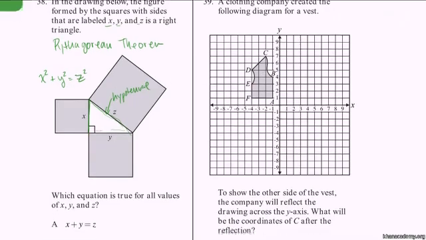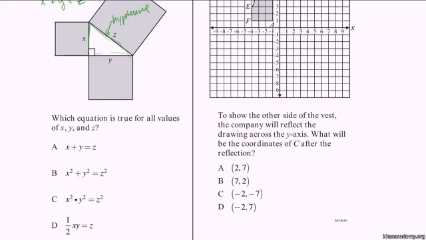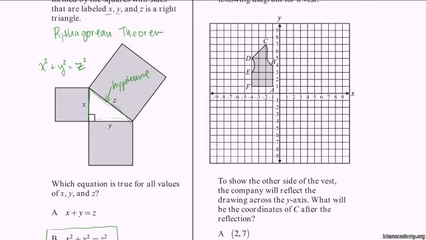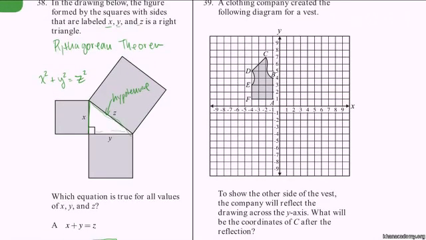And so if we look down here, only one of those matches what I just wrote down, my restatement of the Pythagorean theorem. x squared plus y squared is equal to z squared. And that's this one right there. Choice B. Next problem. Problem 39.